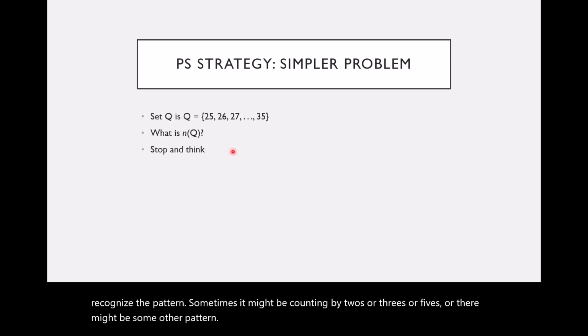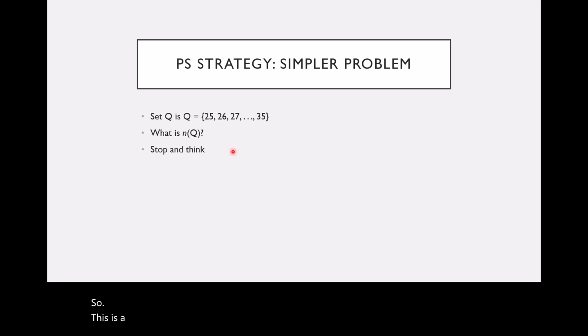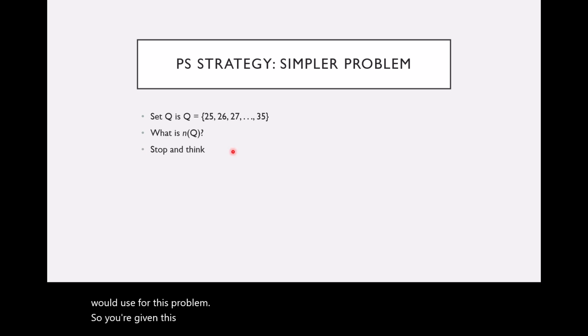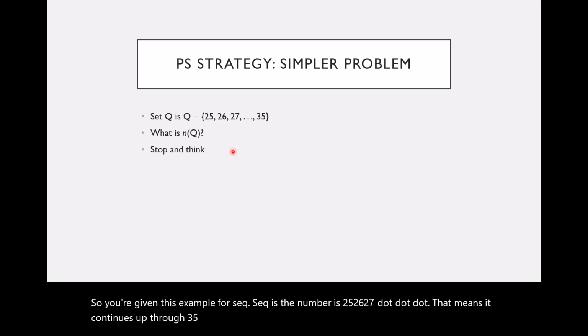So this is a problem that people usually struggle with, and so I want to go over it. One strategy to solve problems is to solve a simpler problem. And that's the problem solving strategy I would use for this problem. So you're given this example for set Q. Set Q is the numbers 25, 26, 27, ... That means it continues up through 35. What is n of Q? What is the cardinality of set Q?